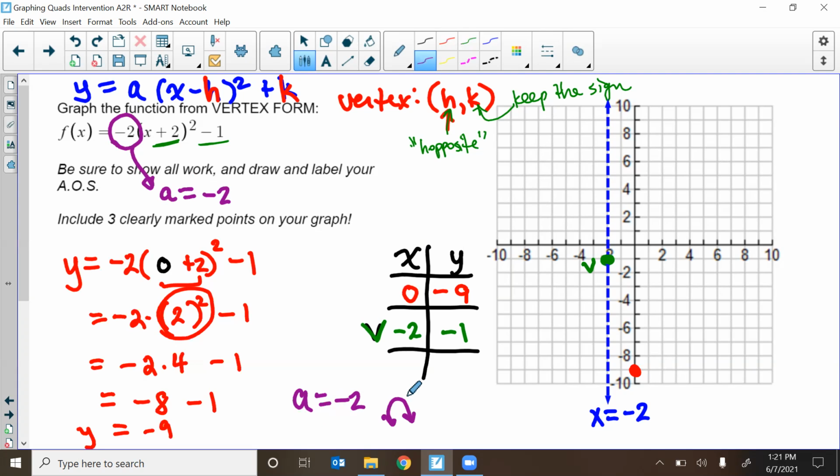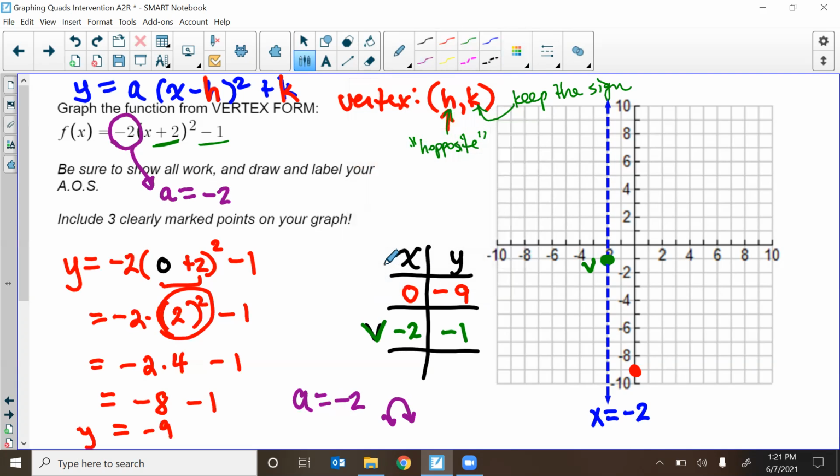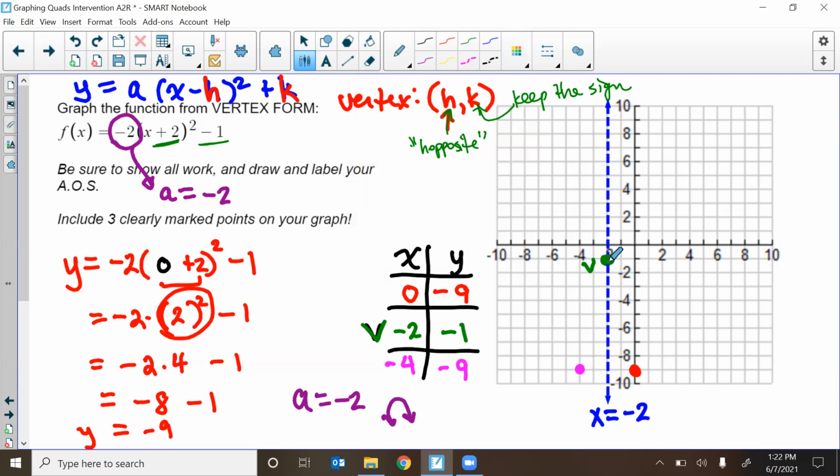Okay, so then I'm going to reflect this point across, let's do hot pink, across the axis of symmetry. So I go 2 units to the left, I'll go 2 more units to the left, and I'll get -4, -9. And then I can draw my parabola, and it should open down, and yes, it does. So that's how you graph from vertex form.